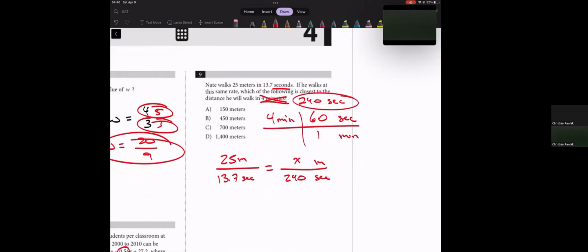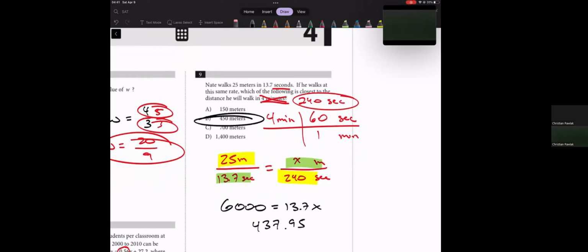And what I can do is cross multiply, this times this equals this times this. So 25 times 240 is 6,000 equals 13.7x. Divide by 13.7, divide by 13.7, you get about 437.95. So if I had to estimate which one's closest, definitely B.